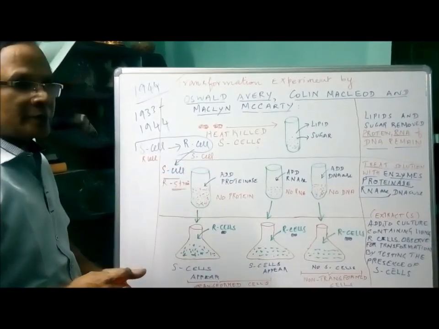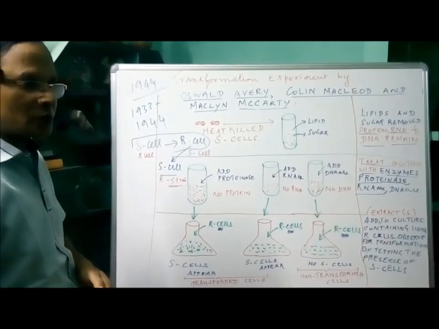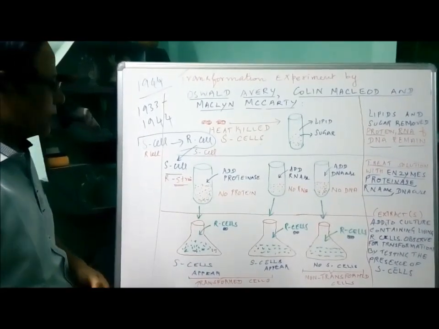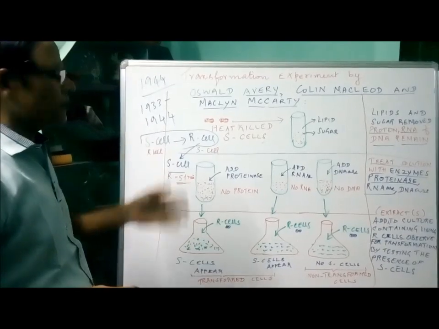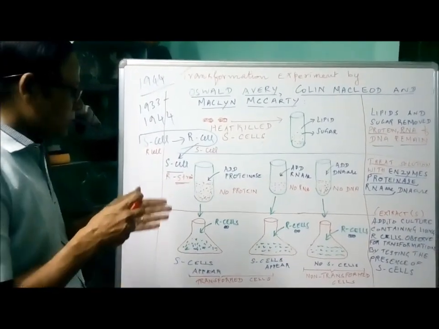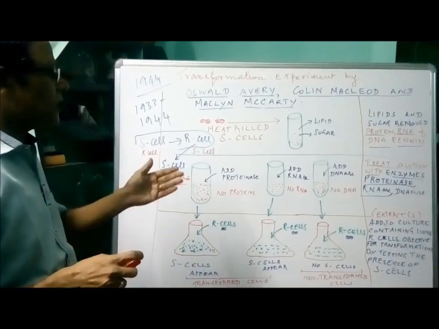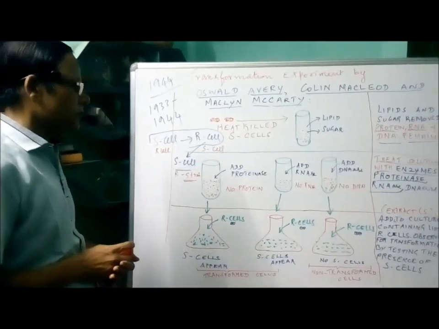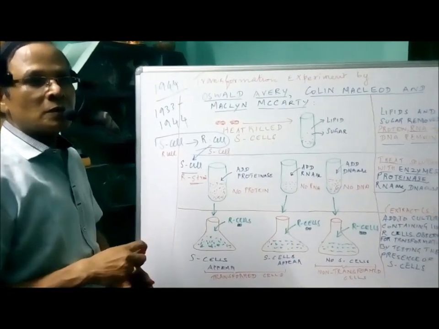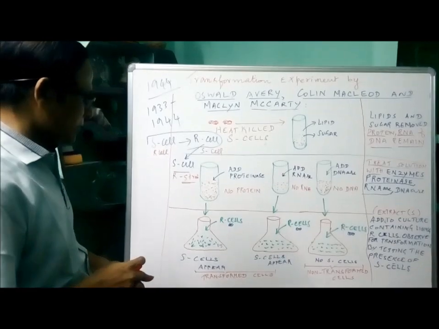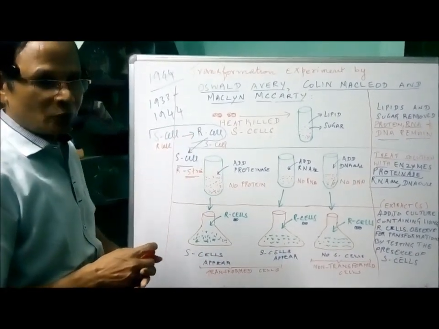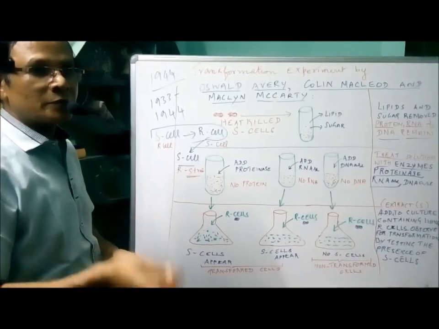When the DNA is absent, there is no transformation. So the transformation was caused by DNA and not by RNA or protein. This is the conclusion made by them. So they studied the genetic material and concluded DNA as genetic material only in the bacterium, that is Streptococcus pneumoniae, the one which causes pneumonia, and not in all other types of cells.